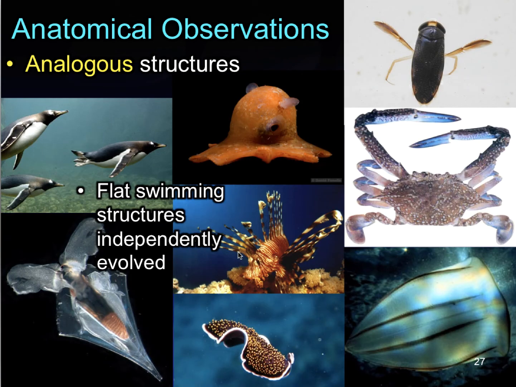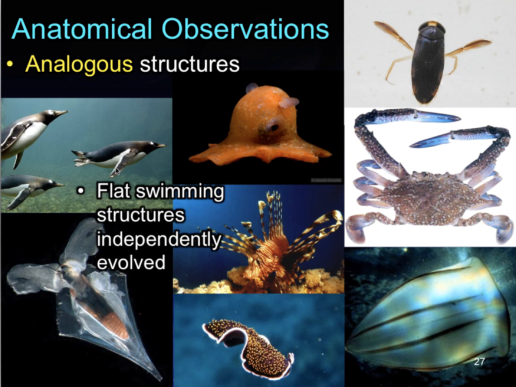Okay? This is in contrast to analogous structures. In analogous structures, these are things that actually serve the same purpose but have different evolutionary origins. So, for example, a penguin's forelimb here for swimming, and let's say this fish's front fins, or this crab's hind legs, which are also flat. These are all flattened out structures for the purpose of swimming.